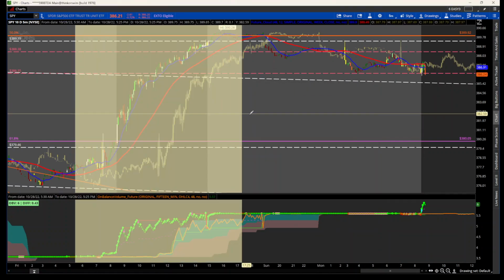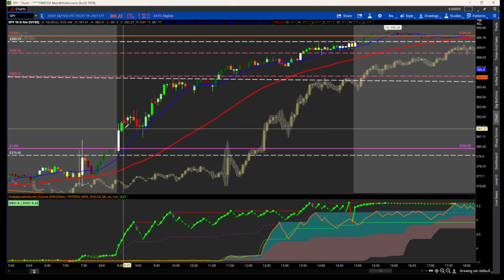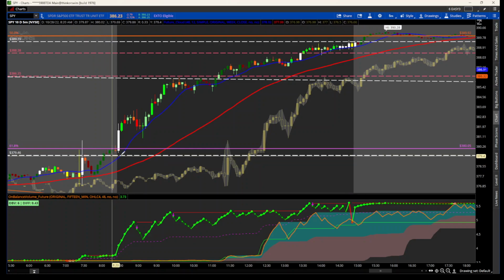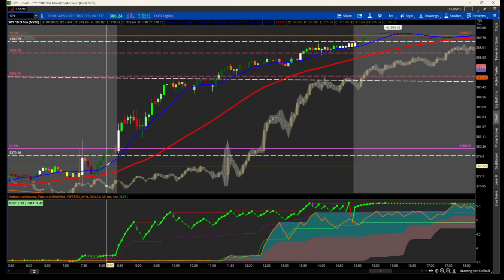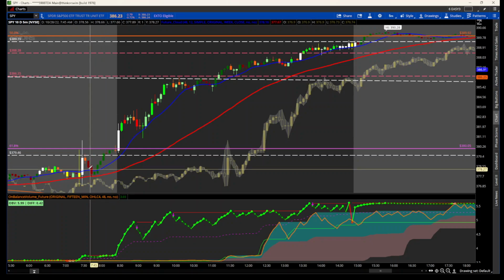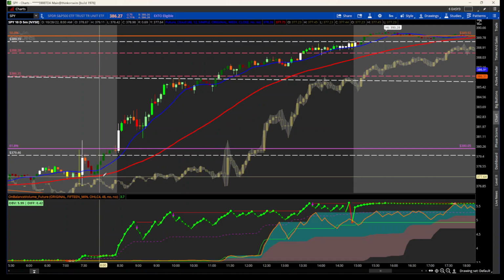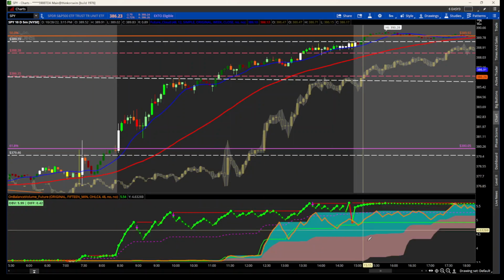So 12 is 1 hour on a 5-minute chart. It takes 12 bars to give you an hour. It takes 48 bars to give you 4 hours. So this blue line right here is at a 12 period average, and that's an hour. And the red line is at a 48 period average, which gives you 4 hours on a 5-minute chart.